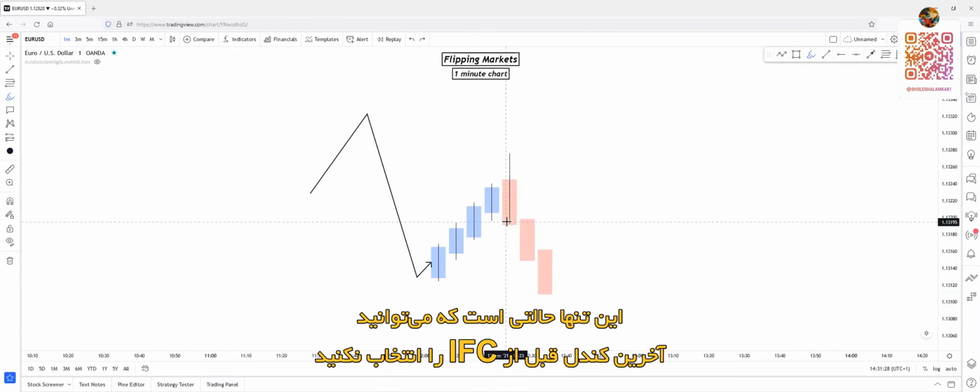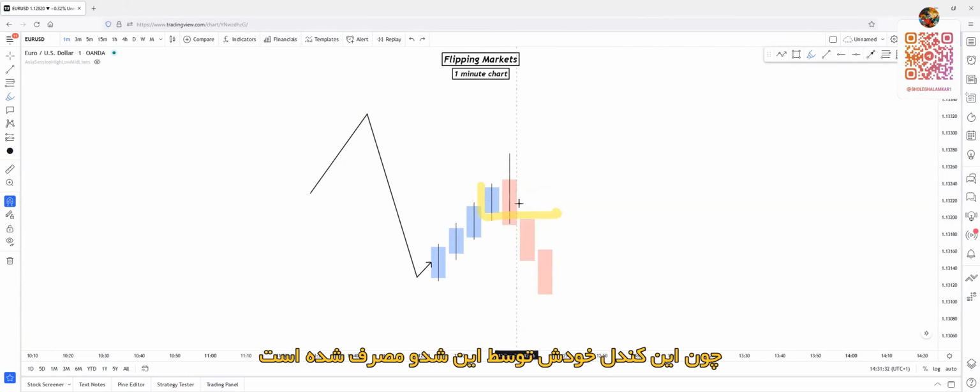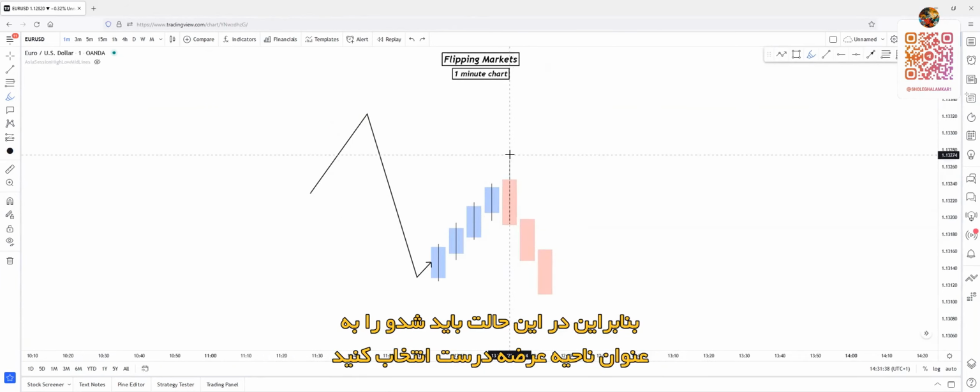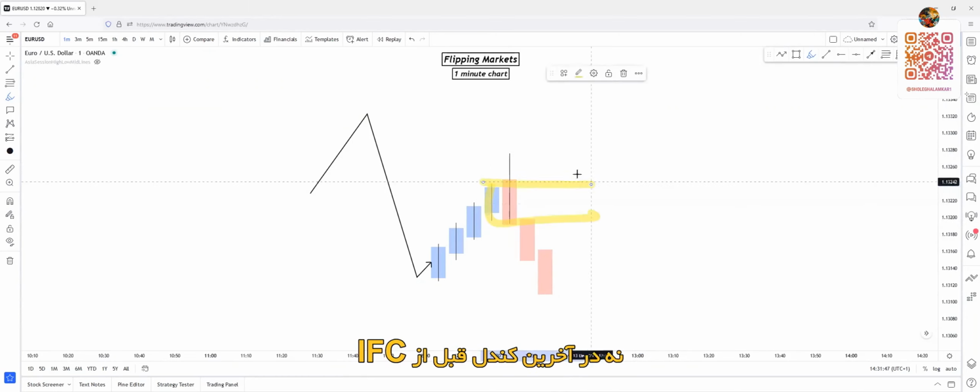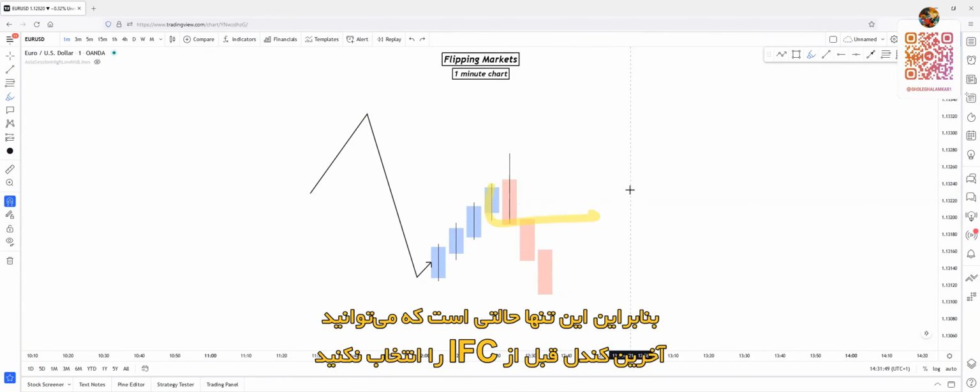This is the only scenario where you can't use the less recent candle before the inefficient push, because this candle is already mitigated by the following wick. So in this scenario, you will have to use the wick as the supply zone, because the orders are sitting on this wick and not on the less recent candle before the inefficient push. So this is the only scenario where you can't use the less recent candle before the inefficient push.